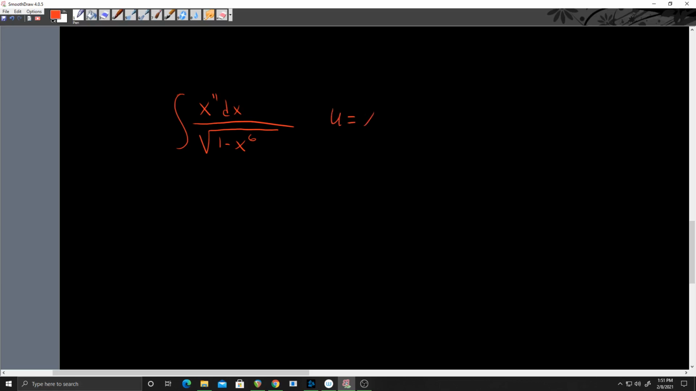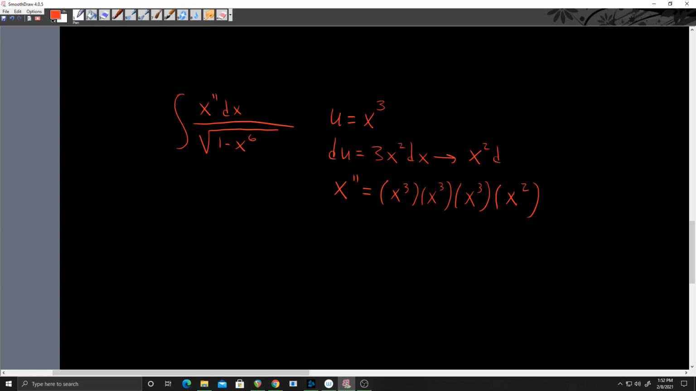Let's let u equal x cubed. So then du is going to be 3x squared dx. And how can we break up x to the 11? We want to break it up into 3's and 2's. So it's going to be x to the 3, x to the 3, x to the 3, 3, 6, 9, and then x to the 2. And there we go. So we wind up with x squared dx equals 1/3 du.